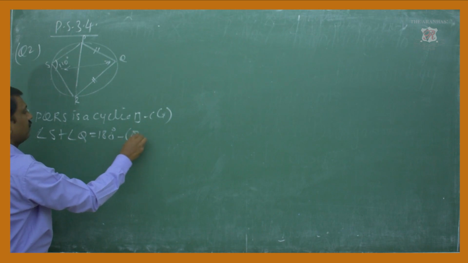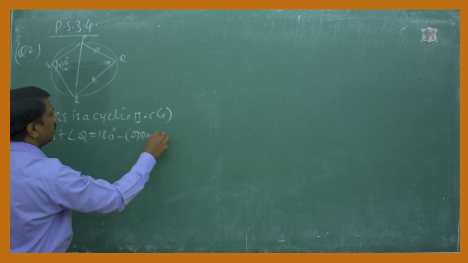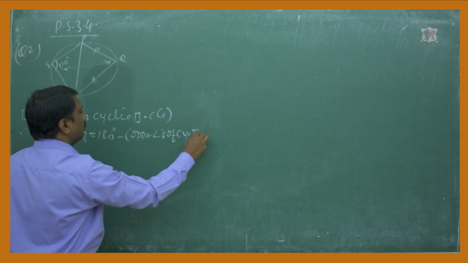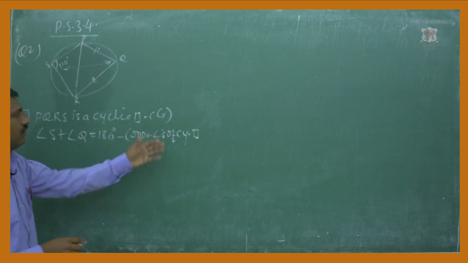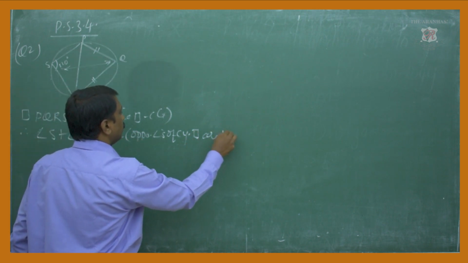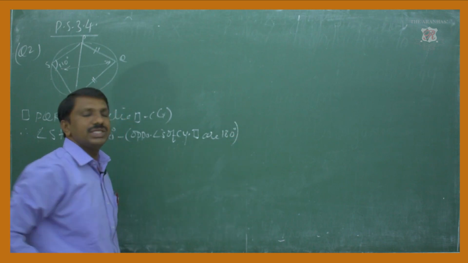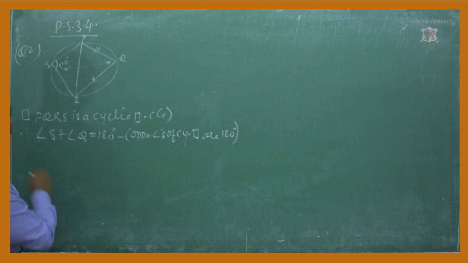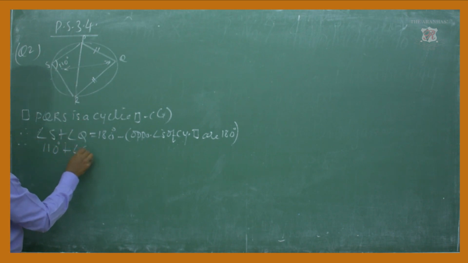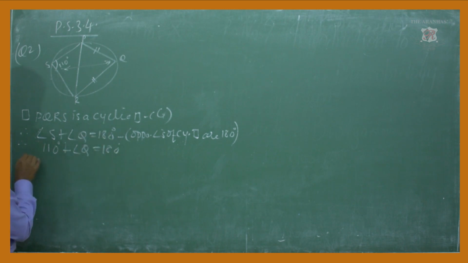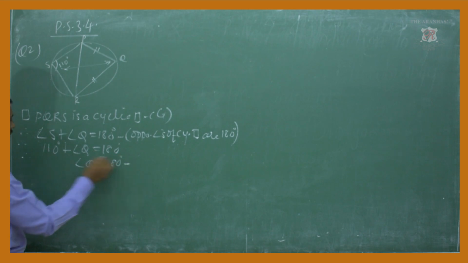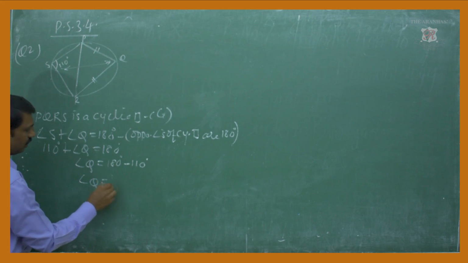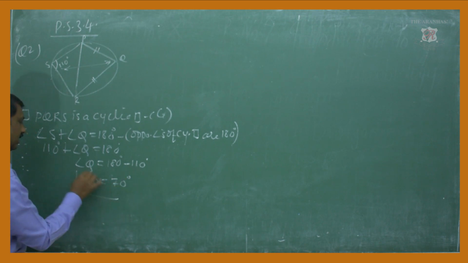The reason we will write is: opposite angles of a cyclic quadrilateral are 180, otherwise you can write they are supplementary. Substitute the value. Angle S is 110 degrees, angle Q we have to find, which equals 180. So angle Q equals 180 minus 110 degrees. So angle Q's measure we got is 70 degrees.